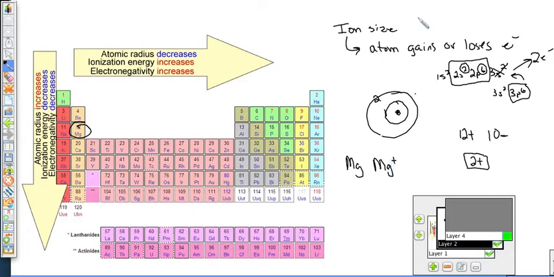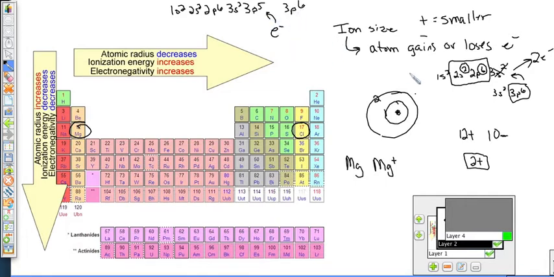So the trend with ion size is positive equals smaller, right? But what about negative? Look over here at chlorine. Chlorine has an electron configuration of 1s2, 2s2, 2p6, 3s2, 3p5, right? So in order to have a full 3, all it needs to do is add 1 electron, so it ends up with the 3p6. And that's pretty easy to do.